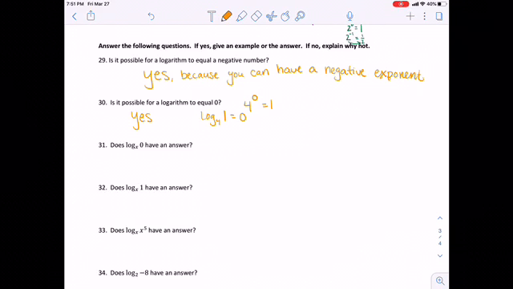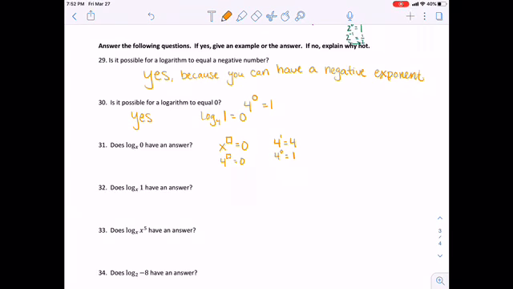Number 31, does log base x of 0 have an answer? Well, this time I'm saying x to the what power equals 0. Let's say, for example's sake, that x is 4, and I want to know 4 to the what power equals 0. Well, if I make a table, I know that 4 to the first power is equal to 4, which is bigger than 0. So I need a smaller exponent. If I use a 0 power, 4 to the 0 power is 1, which is still bigger than 0.